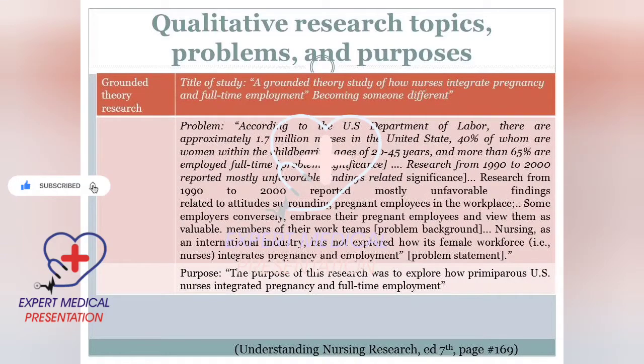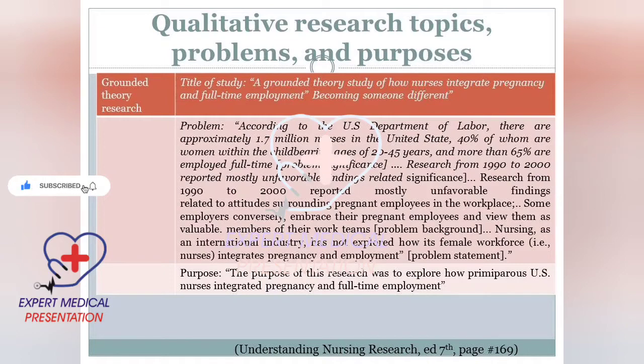Grounded theory research. Title of study: A grounded theory study of how nurses integrate pregnancy and full-time employment, becoming someone different. Problem: According to the U.S. Department of Labor, there are approximately 1.7 million nurses in the United States, 40% of whom are women within the childbearing ages of 20-45 years, and more than 65% are employed full-time.